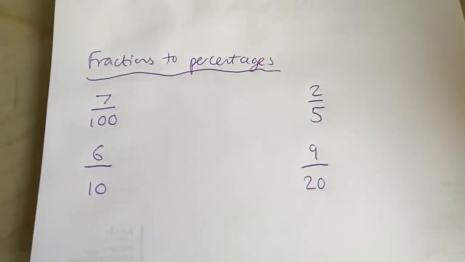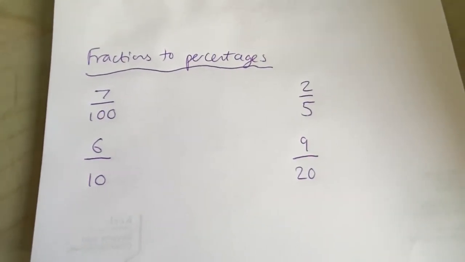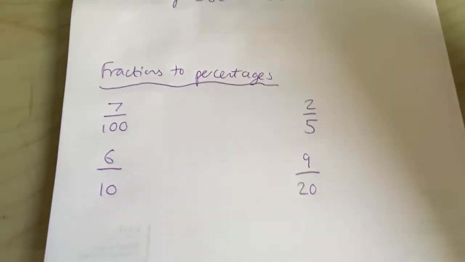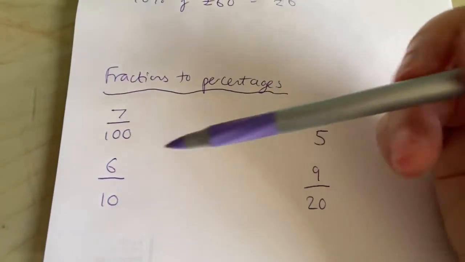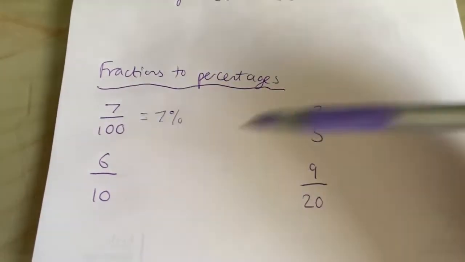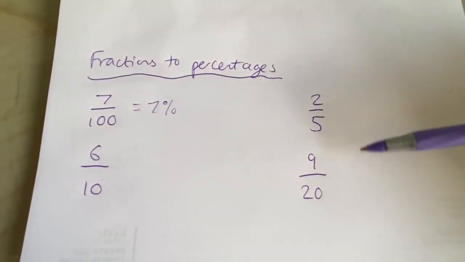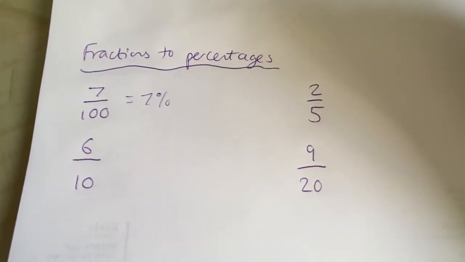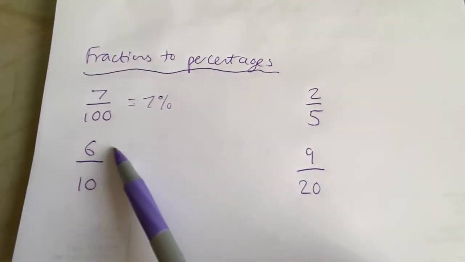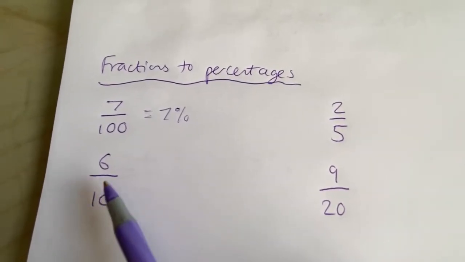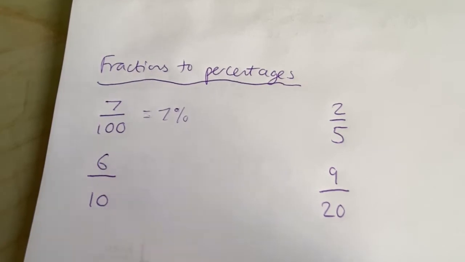Let's talk a little bit about changing fractions to percentages. Now from what we've learned so far, we know percentage means out of 100. So this fraction says 7 out of 100, so we know that's just 7%. But it's trickier when the denominator of the fraction we're given isn't 100. So what we need to do is use our knowledge of equivalent fractions. We need to find equivalent fractions. Let's start with 6/10. An equivalent fraction that's the same as 6/10 but has 100 as the denominator.